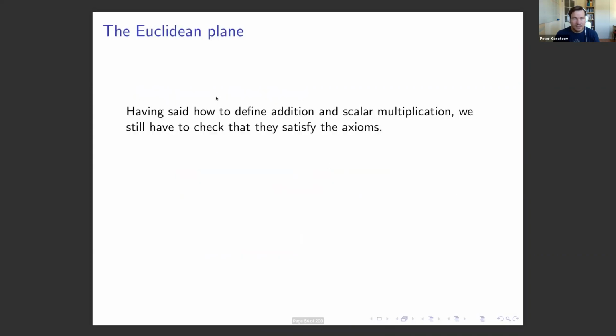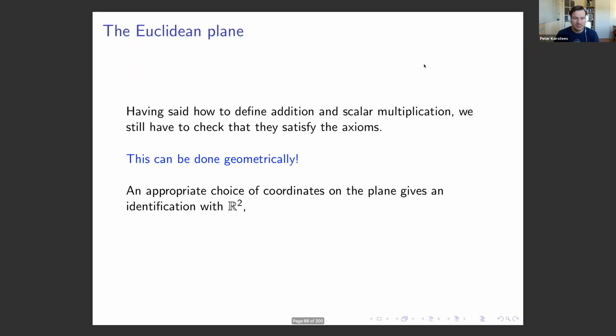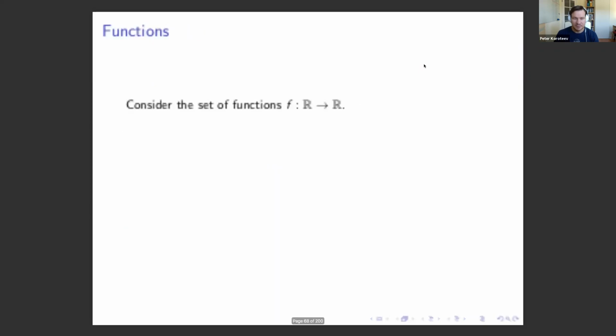Okay, having said how to define addition and scalar multiplication, we still have to check that they satisfy the axioms. We can do it geometrically. An appropriate choice of coordinates on the plane gives an identification with R2, but note that this can be done in many different ways.